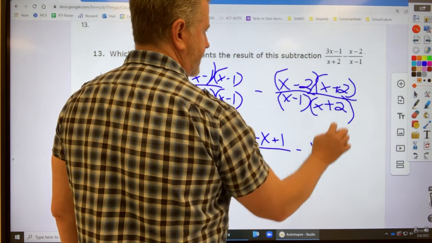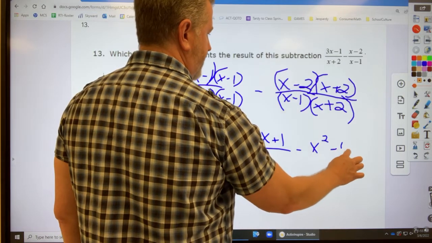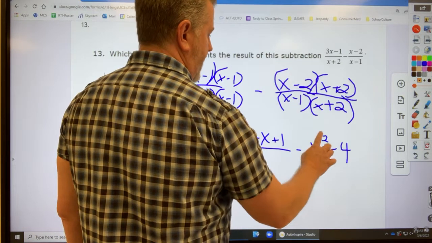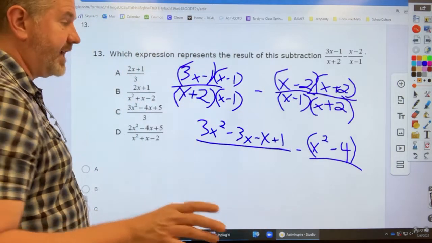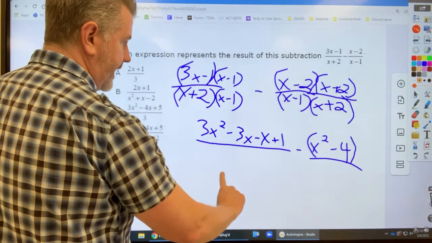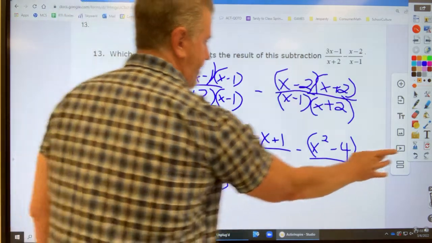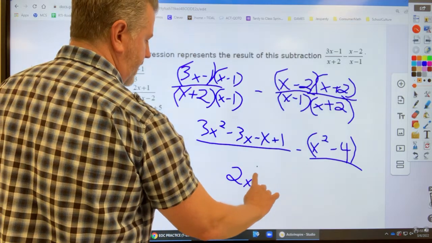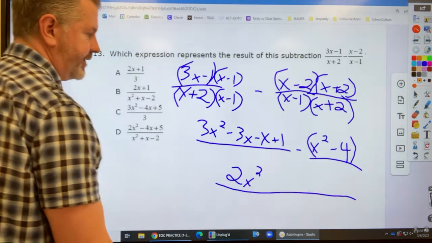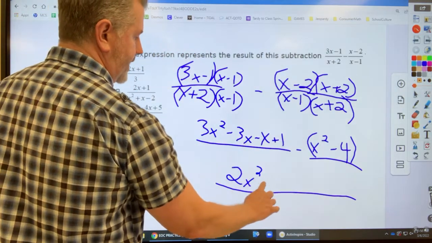Oh, that's the answer to difference of squares, so it's just going to be x squared minus 4. But that's on top of the fraction. I'm not going to write the denominator just to save time. I'm going to be subtracting all that stuff. So I'm going to end up with 3x squared minus x squared is 2x squared. We're still on top of the fraction. I haven't written the denominators to save time. Minus 3x.